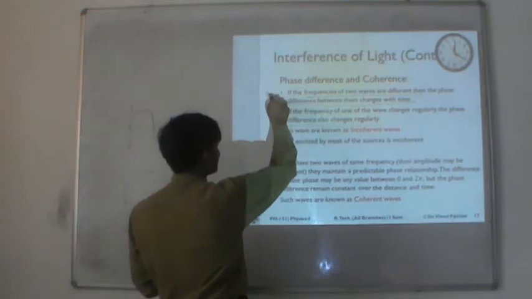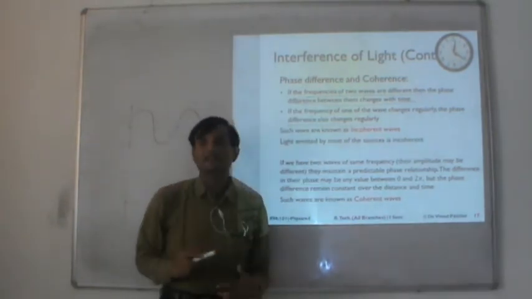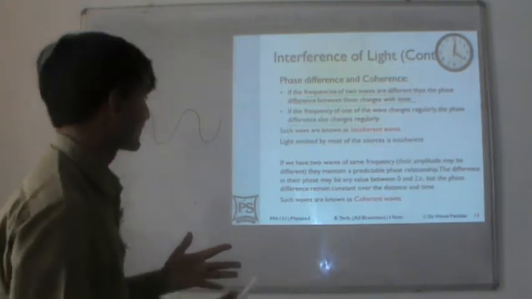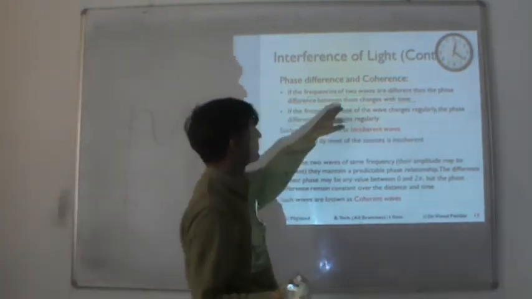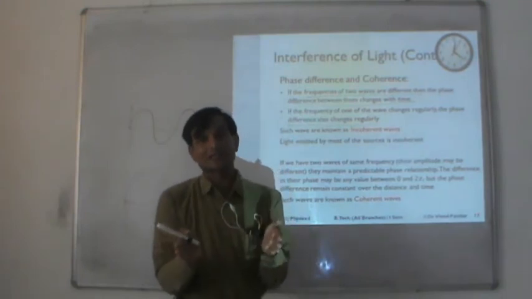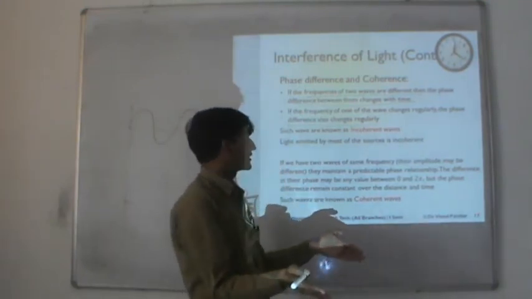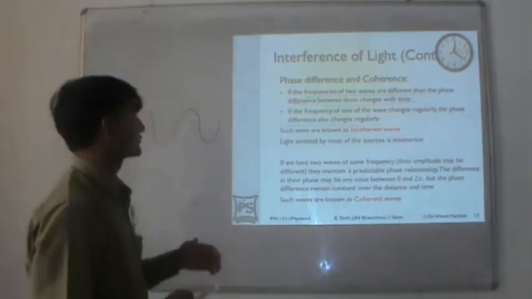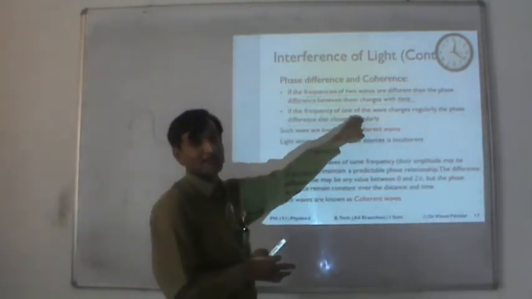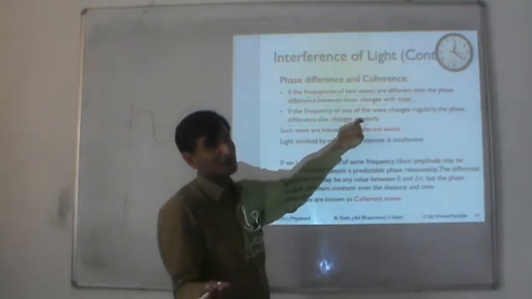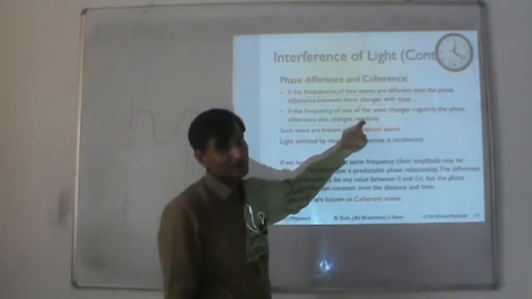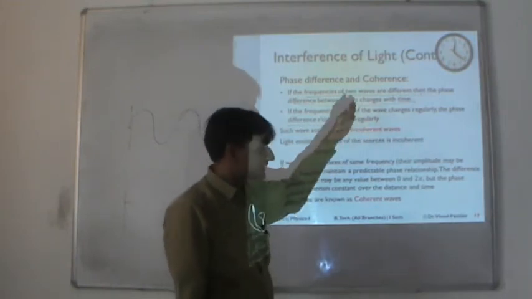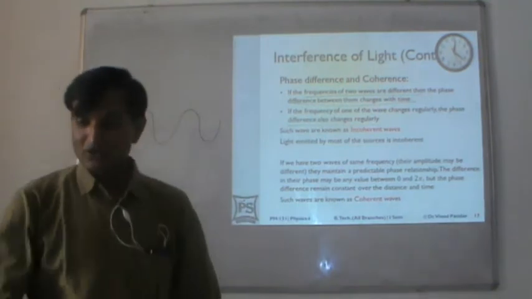Now these kind of waves are known as incoherent waves, means if there is a mismatch in their frequencies, or their frequencies are different, and even though both of them are having constant frequencies but different, then they are incoherent waves. Or secondly, if one of the waves frequency is changing regularly and another wave has a constant frequency, then also their phase difference does not remain constant over the time or space. So these kind of waves are known as incoherent waves.